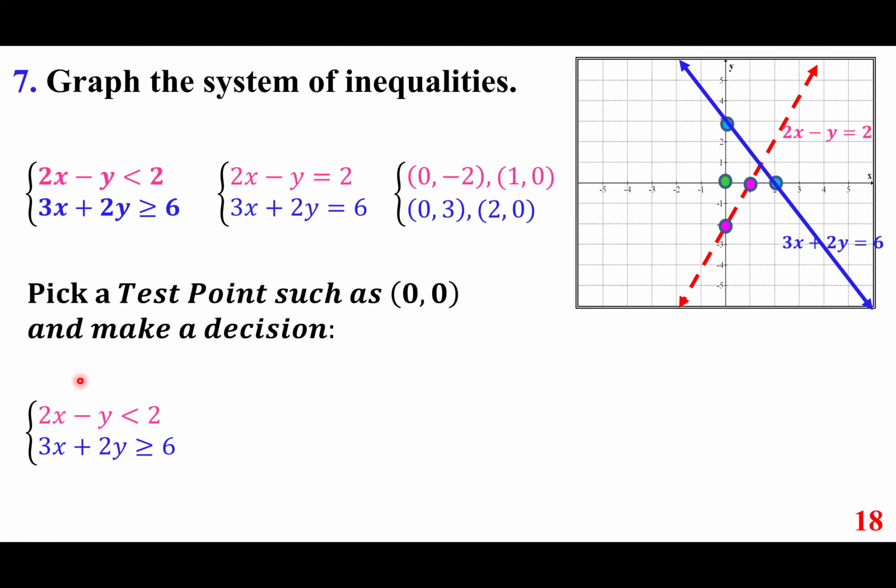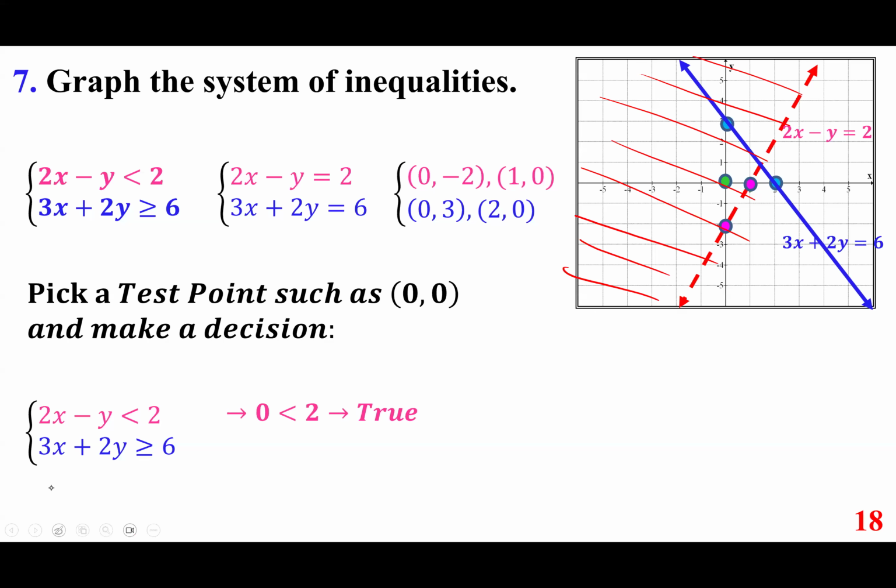Now the checking takes place with the original inequalities. So this one, if I replace the x with 0 and y with 0, I get 0 less than 2. That's a true statement. And that means for the red line, 0, 0 works. So everything on this side. In fact, let's just try this with the red. So assuming we didn't have the blue line, we would shade that side, we would be done. Let's try it with the second one.